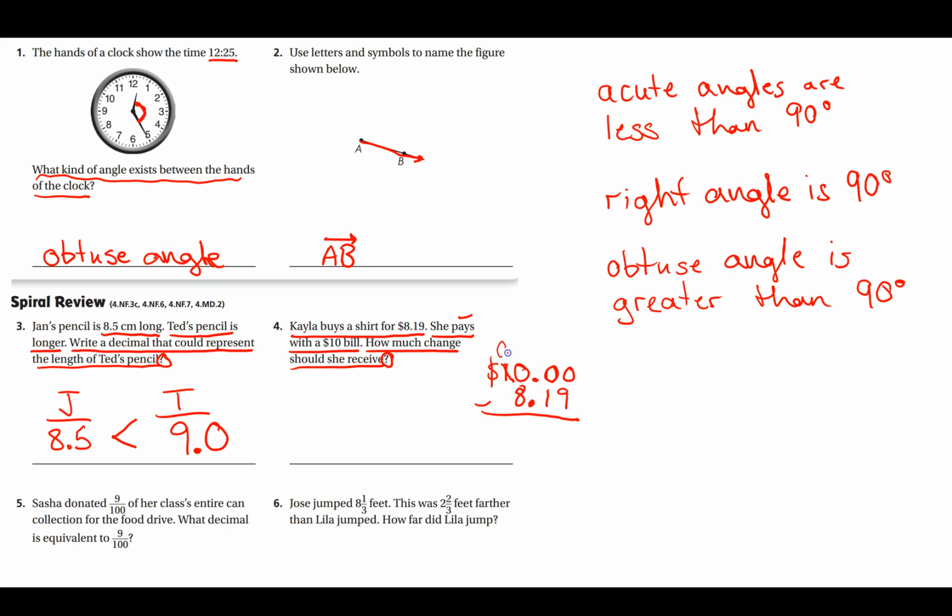So the 1 becomes a 0, and this becomes a 10. And then I have to borrow from that 10. The 10 becomes a 9. Share the 1 here. That 10 becomes a 9. And then I share the 1 here.